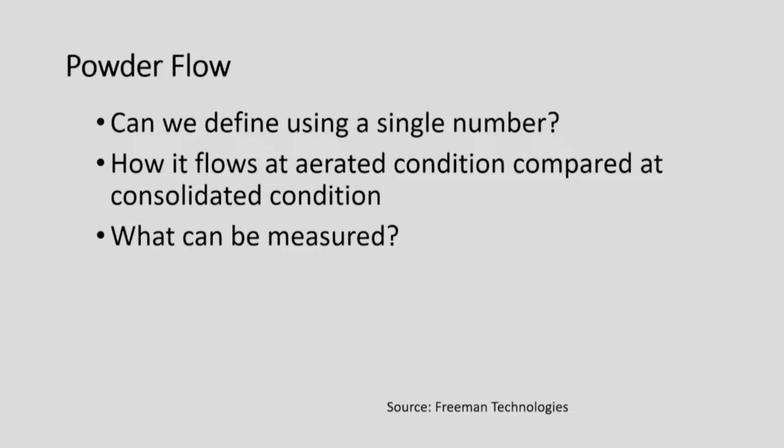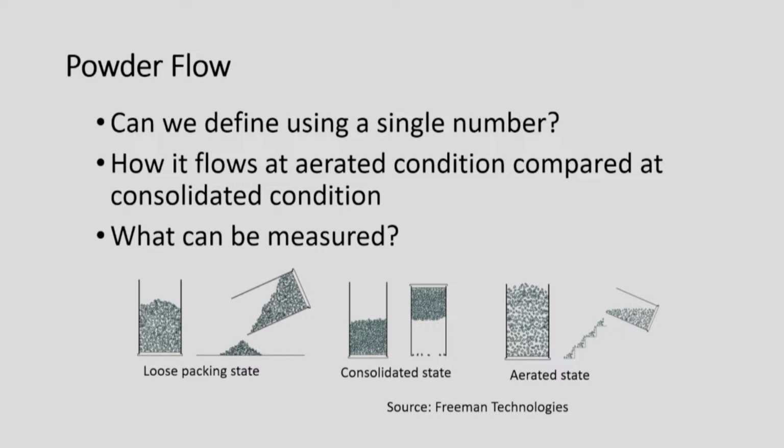So what can we measure about the powder that indicates their flow behavior or flow properties? I'm just giving an example here. At loose packing state, it might flow. If you consolidate it, it might not flow at all. But if you aerate, it will flow like a fluid, right? So depending on the conditions and their properties, their flow behavior will also change. That's why when you're dealing with powders, you have to make sure that you're accurately quantifying their properties and their flow behavior.